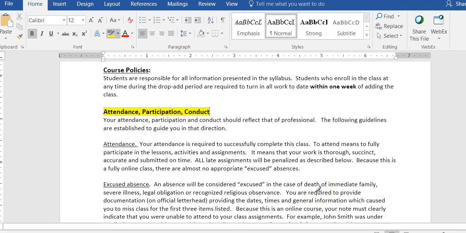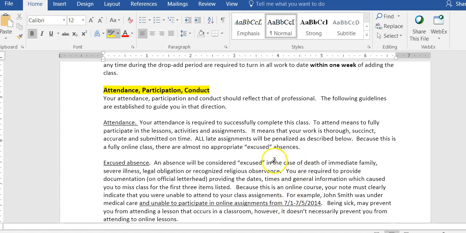Because it's fully online, there really are no excused absences. Unless you can't sit at a computer and do your work, then you should be able to do your work and turn it in on time. If you are so sick that you cannot sit at your computer to work, you will need an excused absence or some type of form or documentation that shows that.